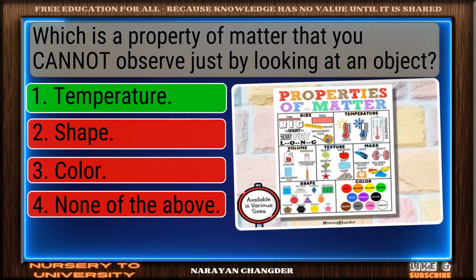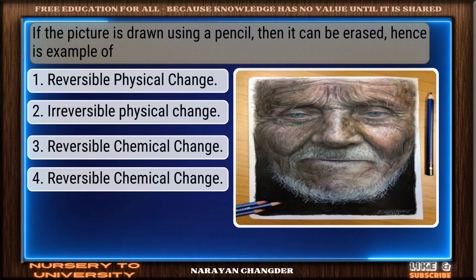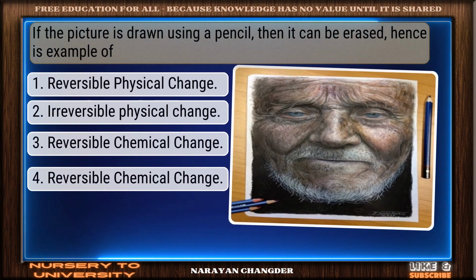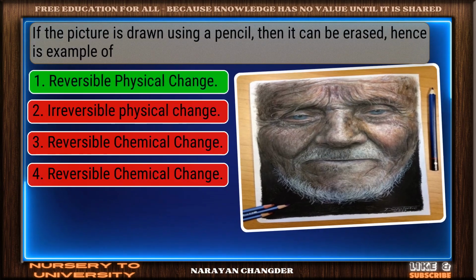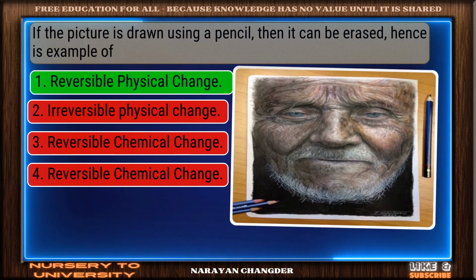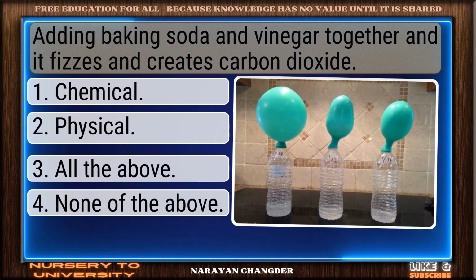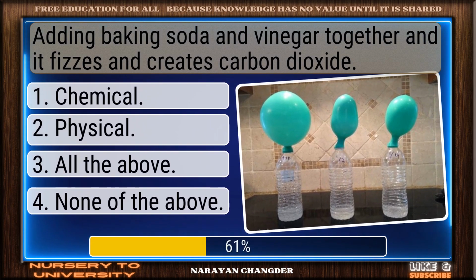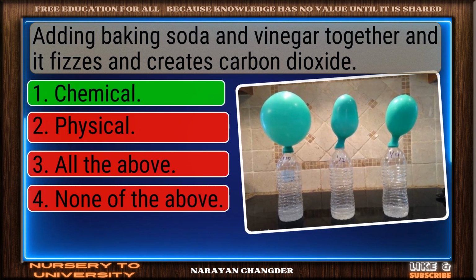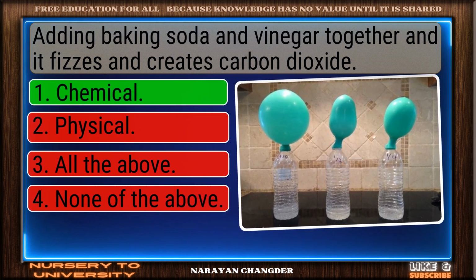Correct. Temperature is the right answer. If the picture is drawn using a pencil, then it can be erased, hence is example of. On track. Reversible physical change is the correct answer. Adding baking soda and vinegar together and it fizzes and creates carbon dioxide. Nice selection. Chemical is the correct and valid answer.